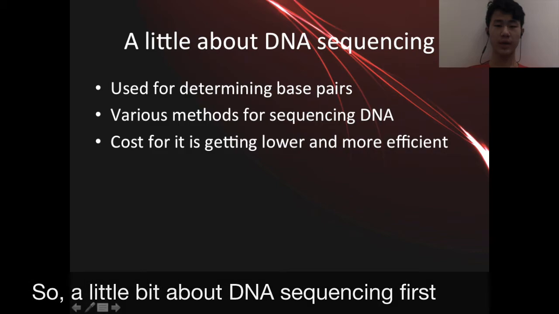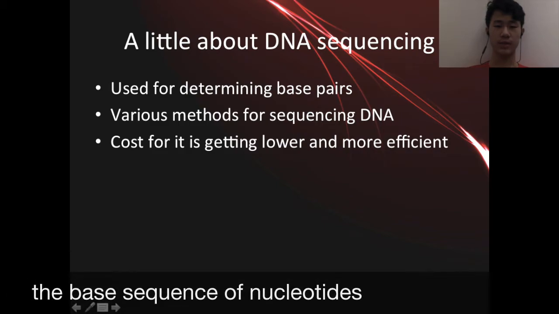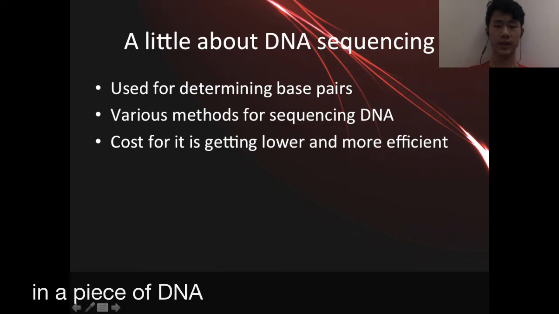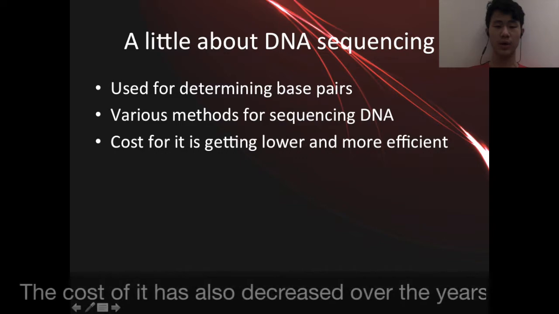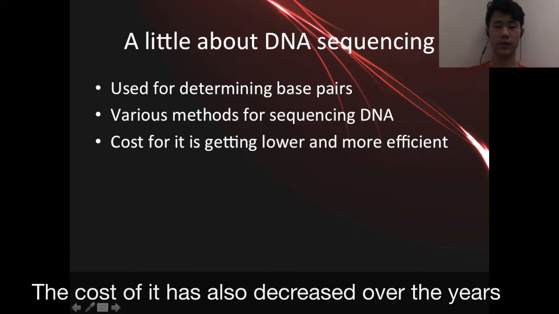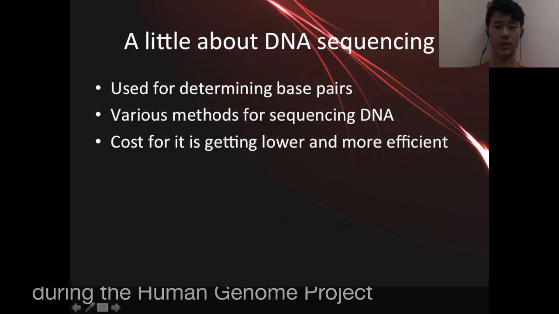So a little bit about DNA sequencing first. DNA sequencing is finding out the sequence of nucleotides in a piece of DNA, and there are many methods of doing this. The cost of it has also decreased over the years, and it is now much cheaper than it was during the Human Genome Project.